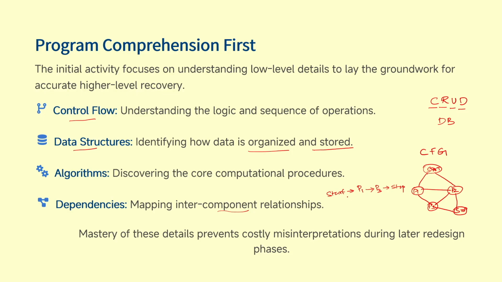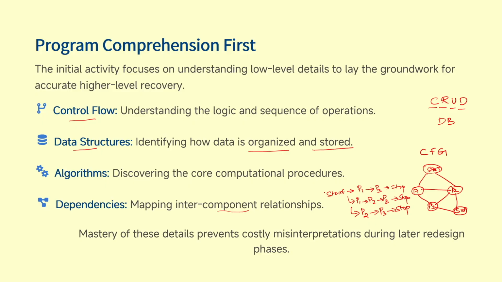Or from start it will move to P1, P2, P3 and then stop. Next is from start it can go to P2, P3 and then stop. So likewise there could be several controls. Okay, so the control will start from here to P1 and then P3 and stop.